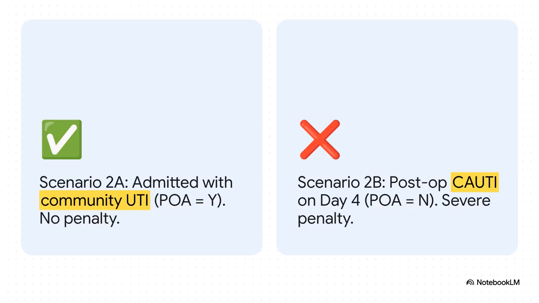Here's another super common one. Scenario 2A. Patient is admitted with a community-acquired UTI. POA is Y, and it's treated medically with zero penalty. But in Scenario 2B, we have a post-operative catheter-associated UTI, a CAUTI, identified on hospital day 4. Because that catheter was placed in the hospital and the infection started during this stay, the POA drops to N. It's now a penalized hospital-acquired infection, and that complication revenue is totally gone.